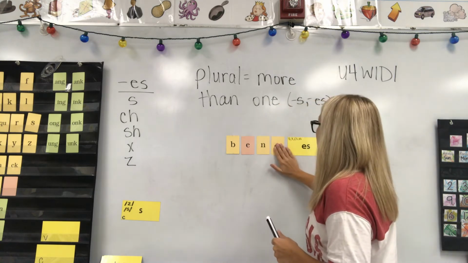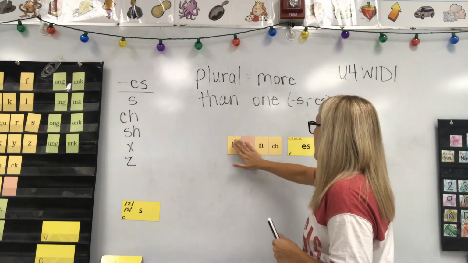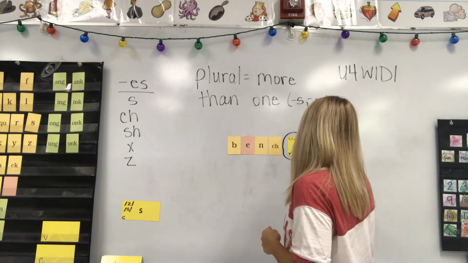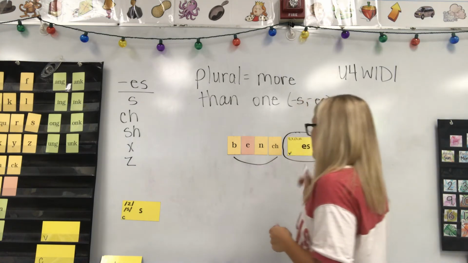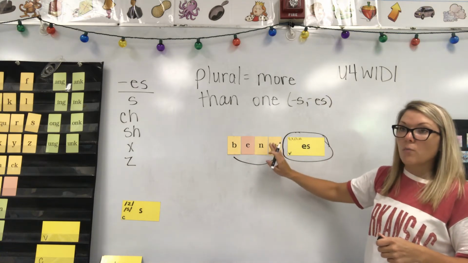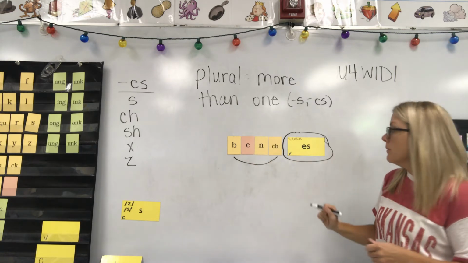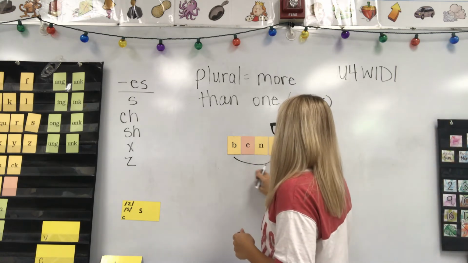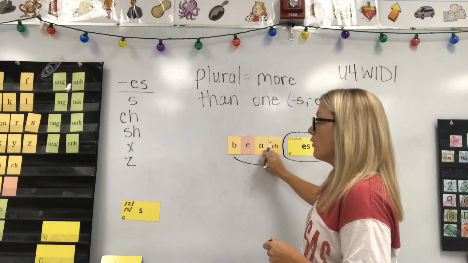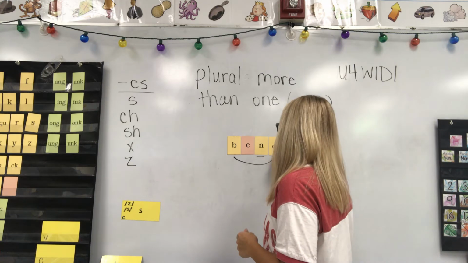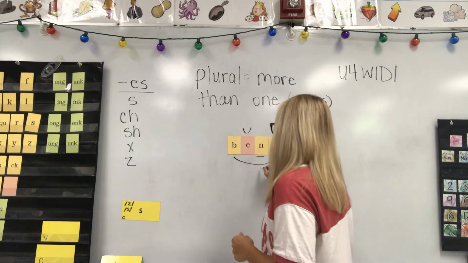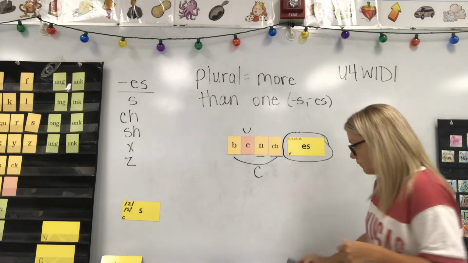Okay, and then remember, whenever we mark a suffix, all you have to do is circle it. Circle your suffix, scoop your base word. Okay, we always make our base word first, that way we know what to scoop and what goes with the base word. Okay, so then I can go back through and mark. I have a consonant and then a digraph blend. I have a short E closed in, so it is closed.